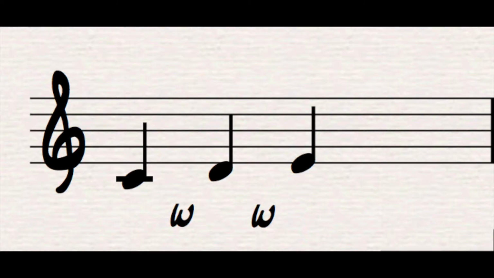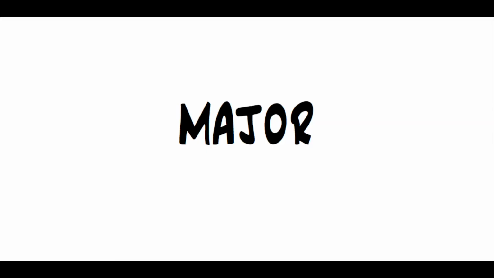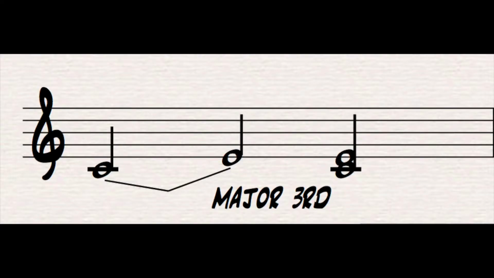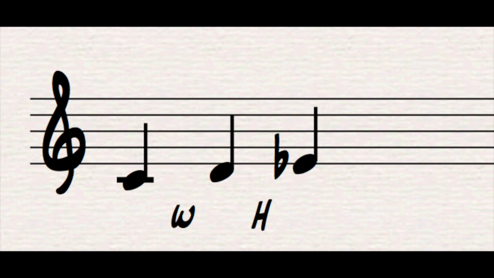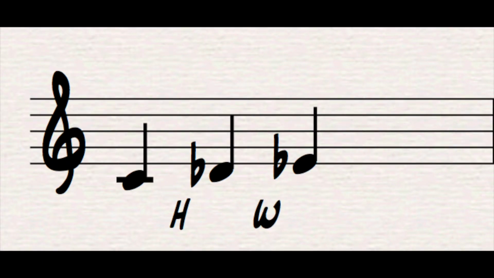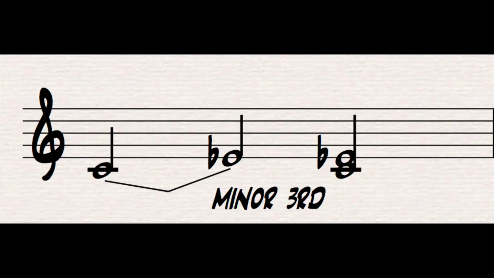The first two steps in this mode are whole steps, and that determines for us that it is a major mode, because two whole steps create the interval of a major third. If a mode begins with whole step, half step, or half step, whole step, then it is considered a minor mode because it begins with the interval of a minor third.